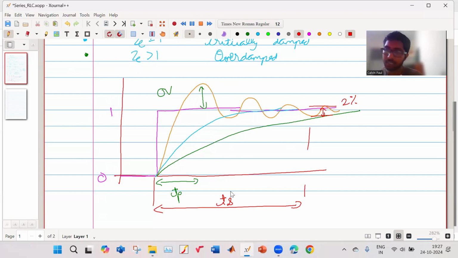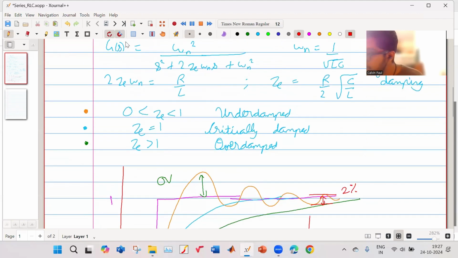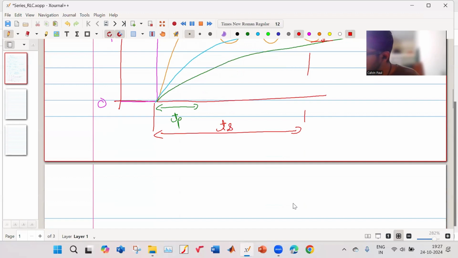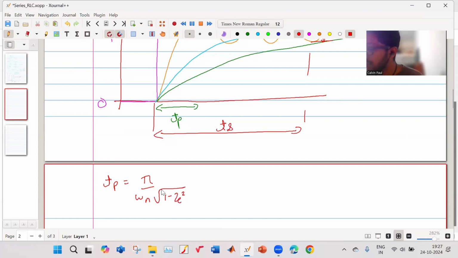So these are certain parameters which we use to describe the transient response of the second order system. And now we will see the formulas given for these. My peak time is given by the formula pi by omega n square root of 1 minus zeta square. My settling time is given by the formula 4 by zeta omega n.